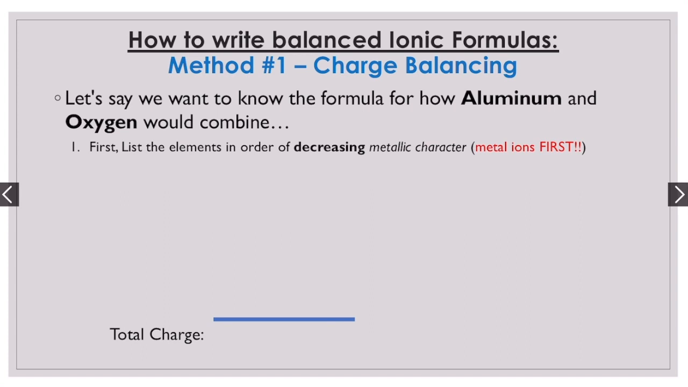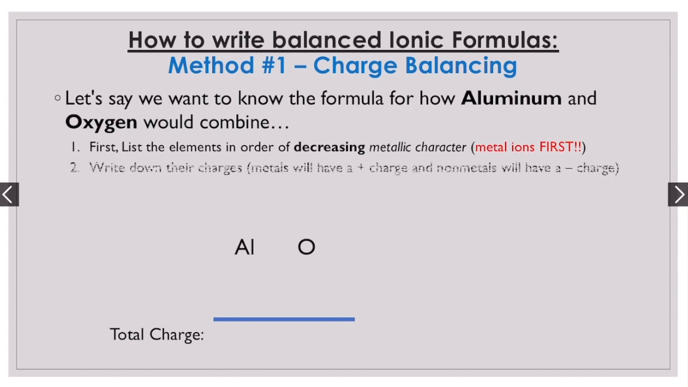And the first thing I want to do is list the elements in order of decreasing metallic character. So I'm going to write my metal first and then my non-metal. And I want to write down their charges as well. And so aluminum is a group 3 metal. It's going to form a +3 ion. And oxygen is a group 6 nonmetal. It's going to form a -2 ion.